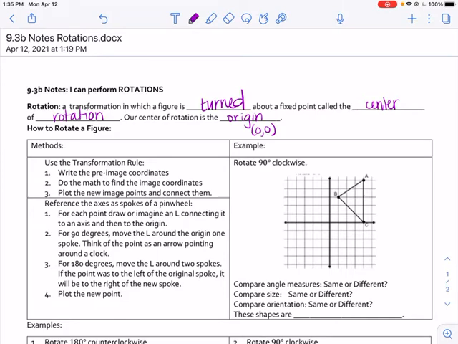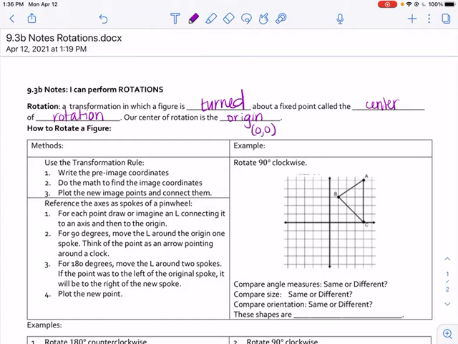Here are two methods to perform a transformation. And I'm actually going to do the second method first. The first is, if you know the transformation rule for a description, to write down the pre-image coordinates, do the math to find the image coordinates, and then plot the new image points and connect them. But you might not remember the transformation rules. Chances are, what if you have to do this next year? I don't memorize all the rules ever, because they don't always come up. So it's a little easier to just rotate it and then find out the rule.